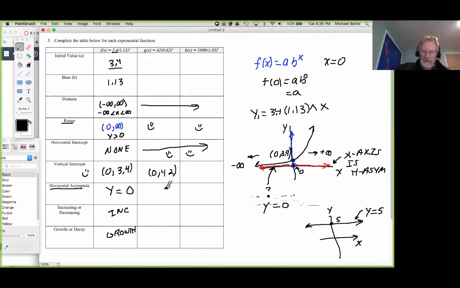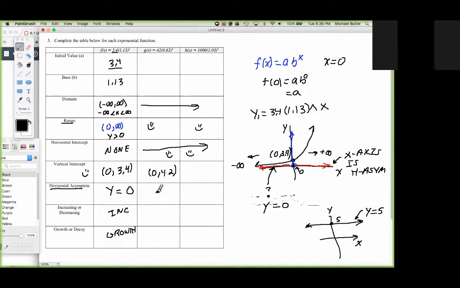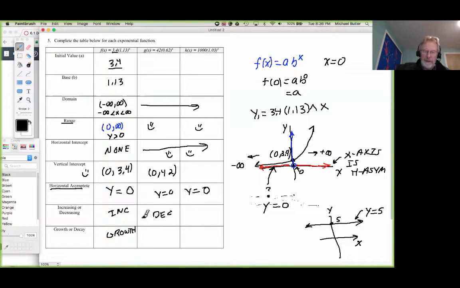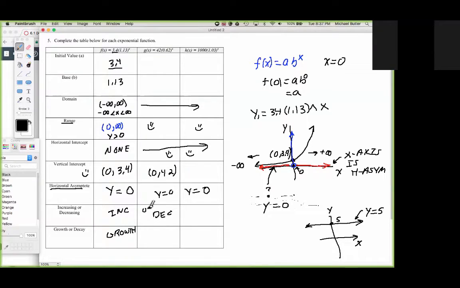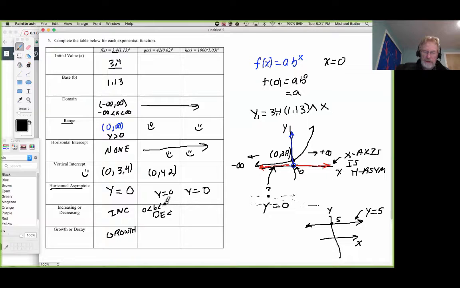Yep, exactly. What about the horizontal asymptote? Will it just be 0 again because it doesn't go through? Yep. And then on the second one, I said that it was decreasing. Correct. And the reason it's decreasing is that it's under 1. You got it, because 0 is greater than b, which is less than 1. Right. We have a fraction. I remember that. Good job.